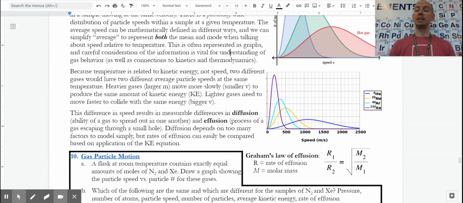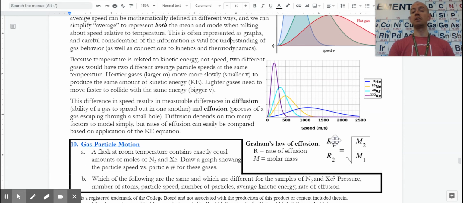So we would not need to do exact perfect calculations, but we could understand that the lighter the gas, the faster it moves, and that is related to the square root of the mass, or in this case, the molar mass of our gas.